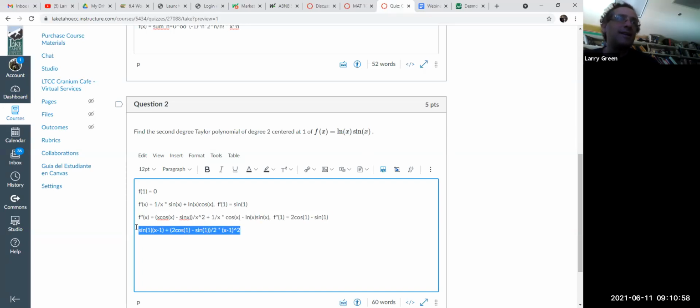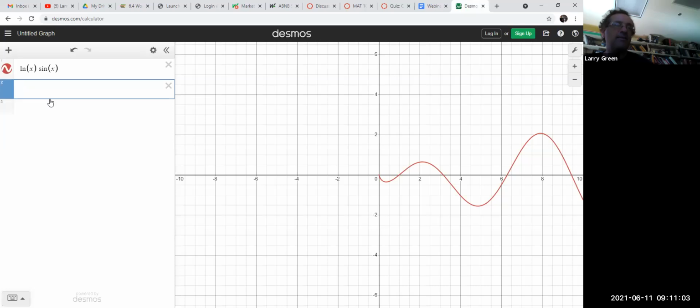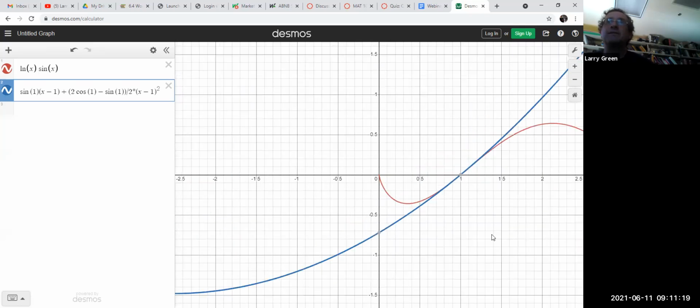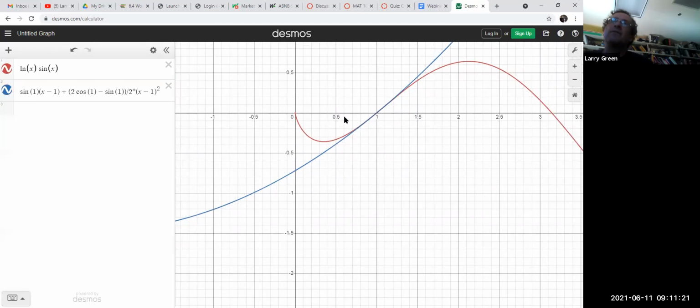And let's see if I can copy and paste into Desmos. Okay, so if you look at this, this is the second degree Taylor polynomial for this function. And if you look at it, it does pretty well. In fact, especially if you zoom in a bunch. It does pretty well for a while, and then it doesn't. If you do a third degree Taylor polynomial, it'd do even better. Fourth degree, it does better. So the higher the degree Taylor polynomial, the closer you are to the curve. Does that make sense?